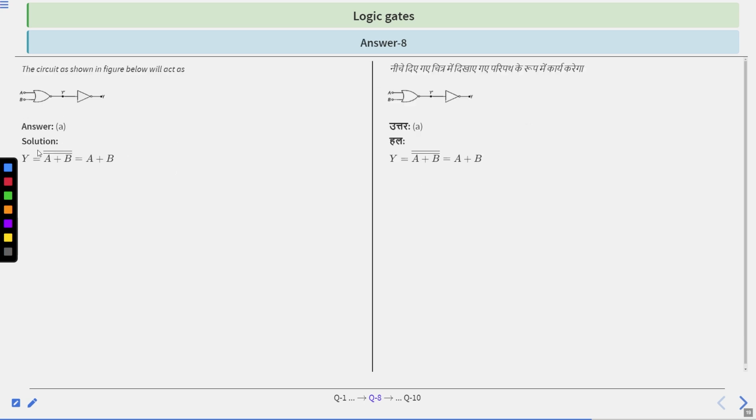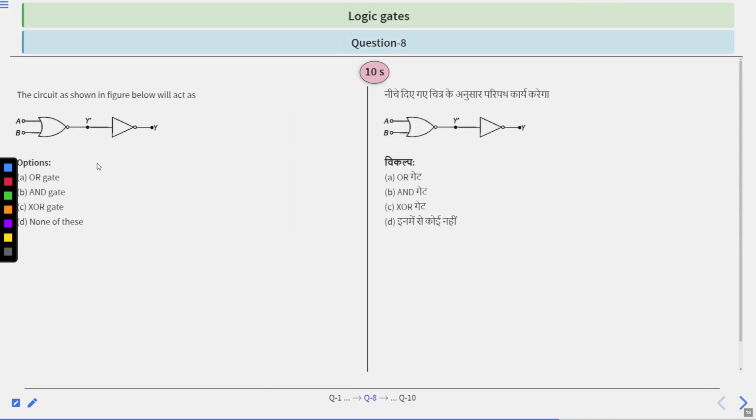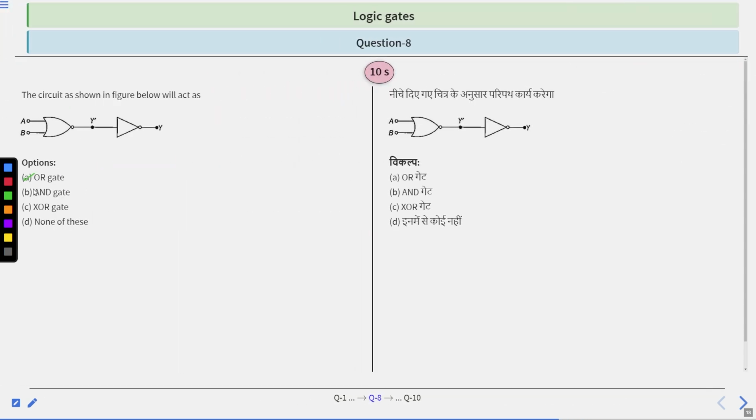So the solution is, here is a NOR gate, and this is a NOT gate. So this is the output for this NOR gate. After that we take the complement of this term. Solving this term you will get A plus B, and this is the OR gate. So option A is correct. Option A is correct. Clear?